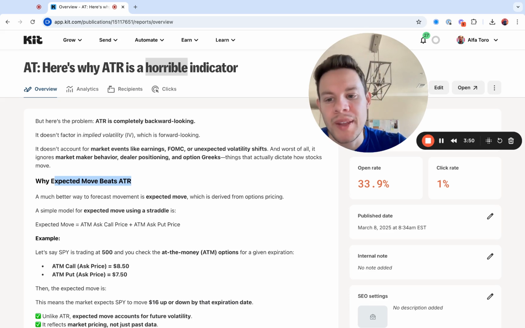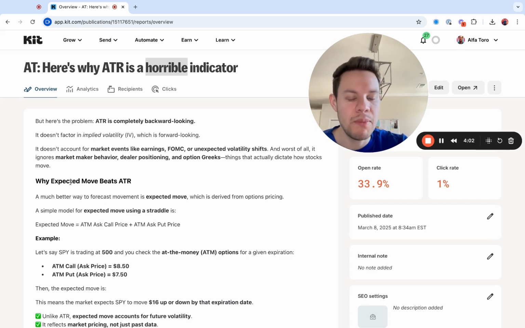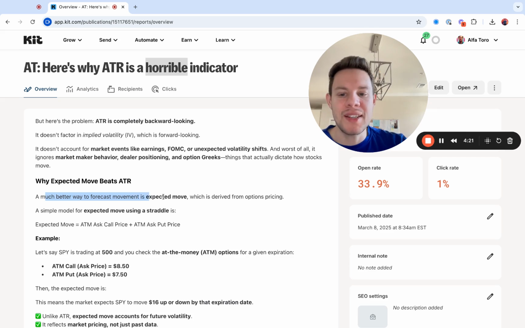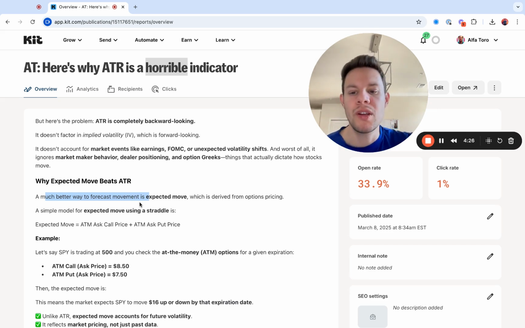So here is why the expected move is better than the ATR indicator, and it's really, really simple. It's a very simple formula that you can do yourself. It's the most basic formula to figure out the expected move of a stock by a given date. This takes into consideration the option pricing, and implied volatility is already baked into the option pricing, so you don't have to do a whole lot. A much better way to forecast movement is using the expected move formula. It's called the straddle expected move, which is derived from the option pricing.